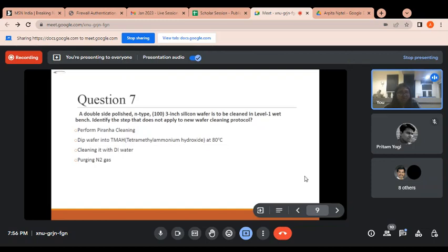So what is the right answer here, which is not part of the wafer cleaning protocol? TMAH. Option B. TMAH, because it is an etching process. When we dip the wafer into the TMAH, TMAH means there is some solution, a combination of some chemicals, then it etches the wafer. So it's a silicon etchant. Yes. Okay.